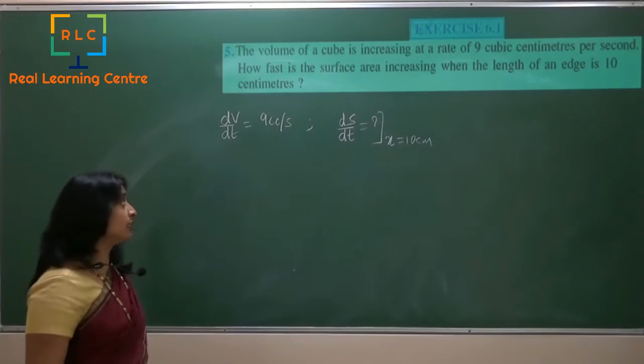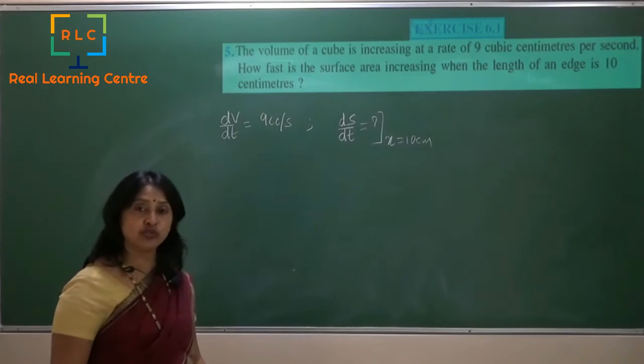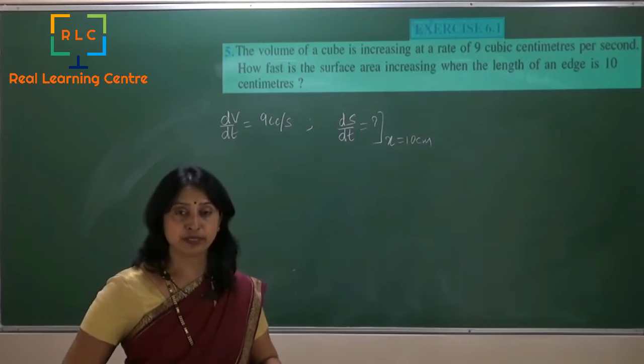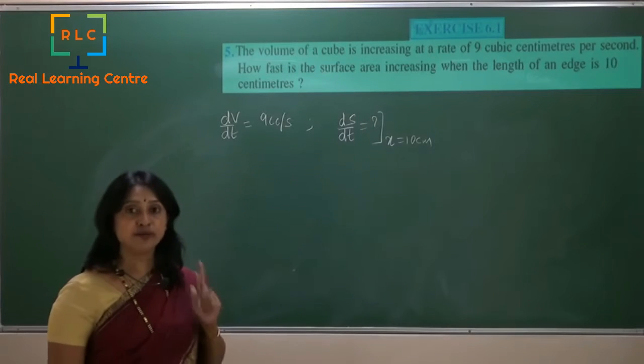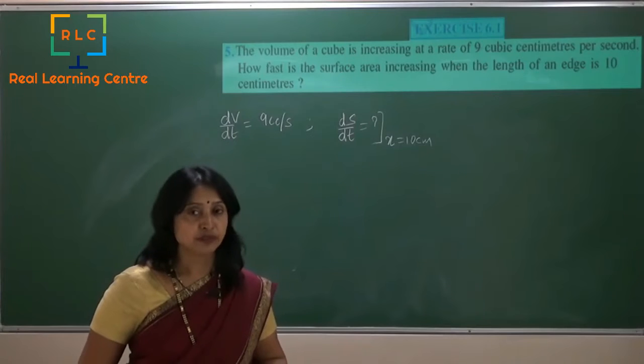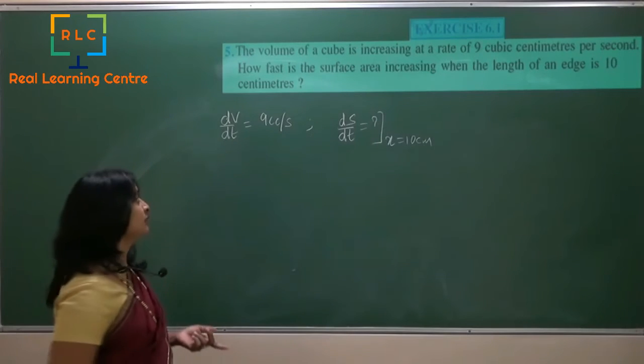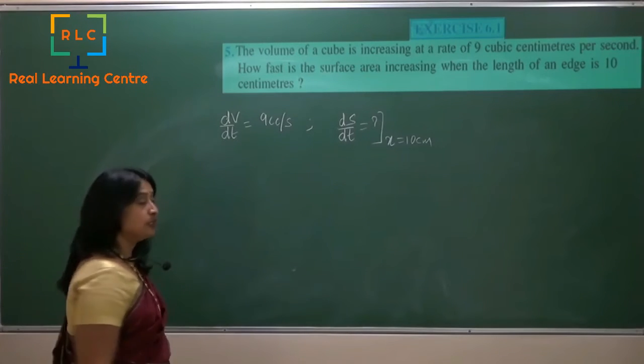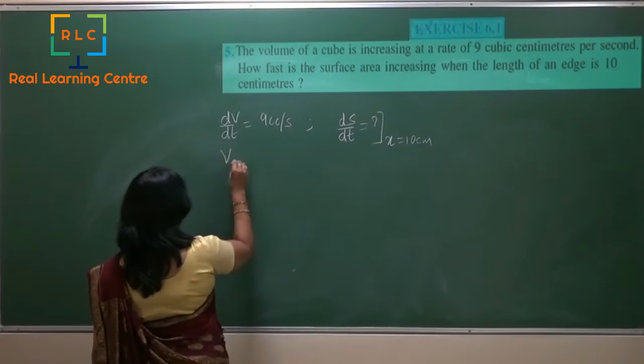If they have asked only dv by dt, or if they ask only ds by dt, directly we'll get into that particular formula. Now you have to start from the formula for which you know the numerical value. Which numerical value have they given to you? They have given about volume. So let us start with the volume of a cube.